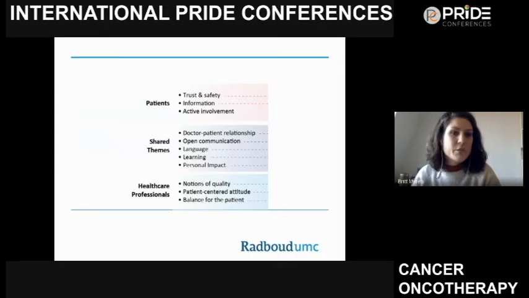This I will just discuss briefly. I think the shared themes are most important. This is after the analysis of the interviews. Well, you see that healthcare professionals focus a lot on the quality of the meeting, where patients focus on trust and safety. But the shared themes were the same. Open communication is important, adjusting language, the element of learning, and that it had a personal impact for both.